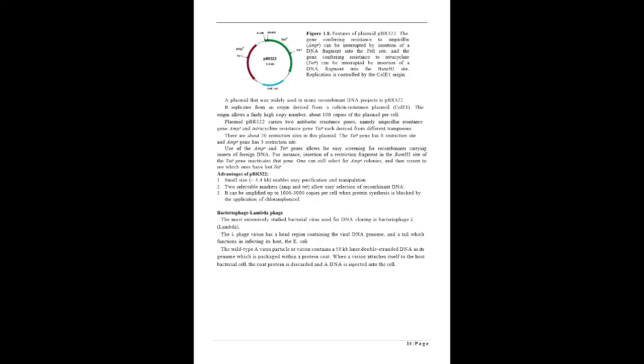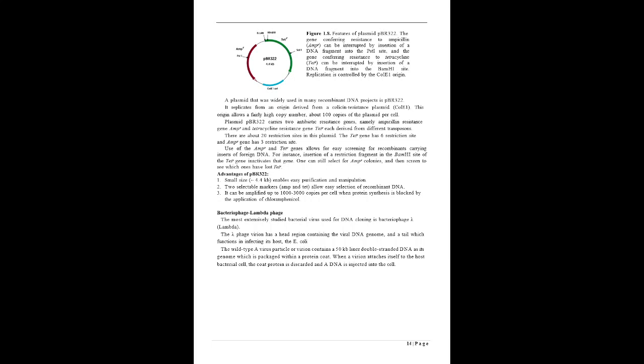So those are the features of the pBR322 that's given over there. You can see the origin of replication, the ori site. Then there are selectable markers. You have two markers over there: ampicillin resistance and tetracycline resistance.